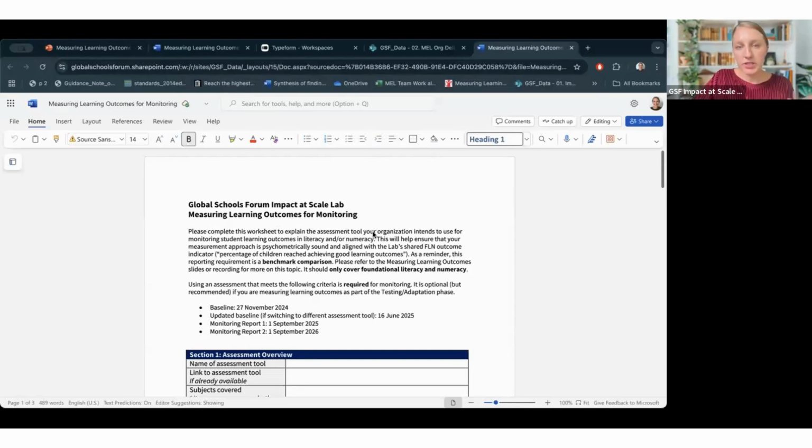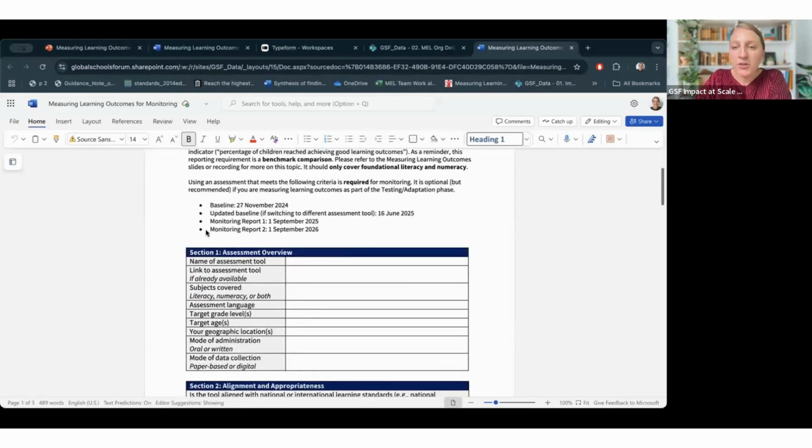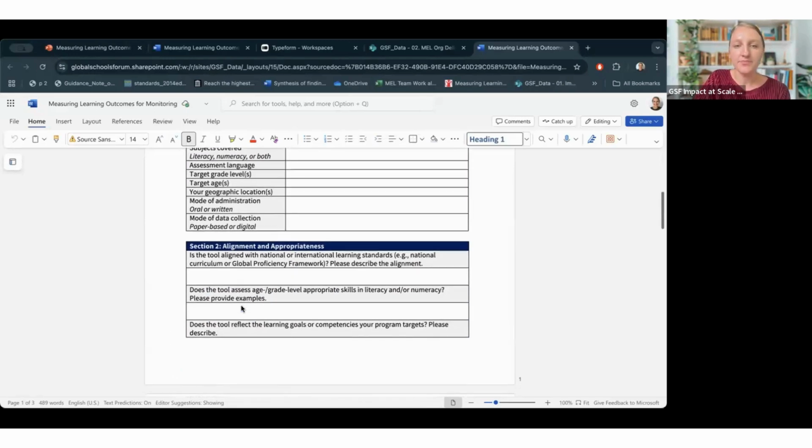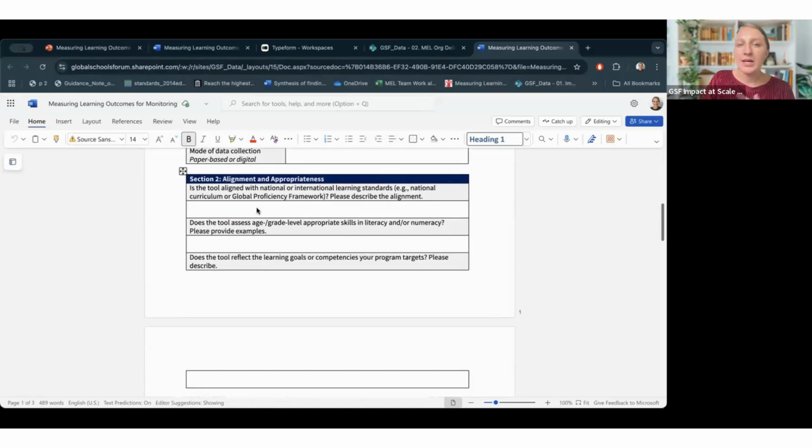So this is what the worksheet looks like. First, we're just asking you to let us know the name of the assessment tool, if there's a link to it, and some basic information about which ages and grades you're using it with, and how it's being administered. Then we're asking about the alignment with international learning standards.